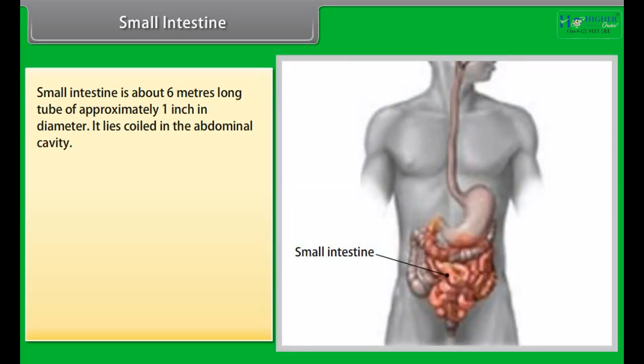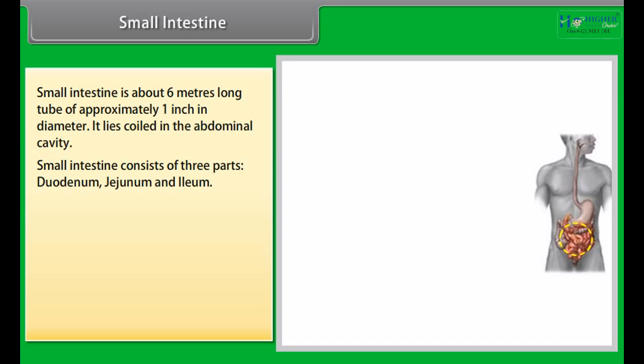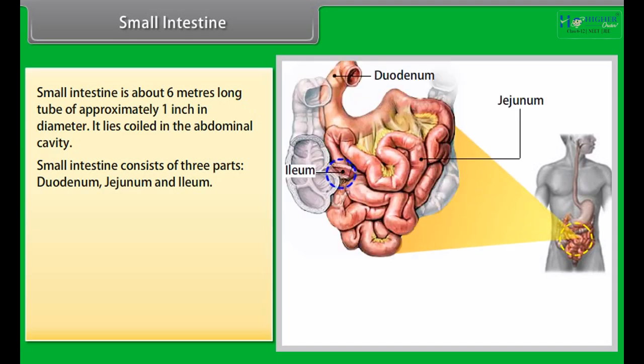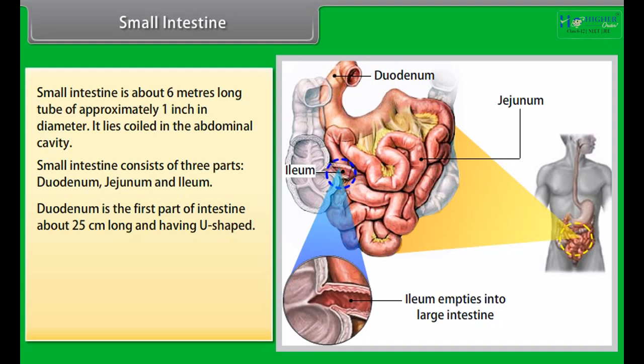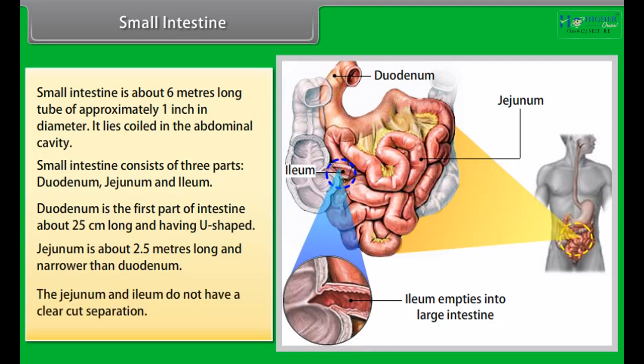Small intestine. The small intestine is about 6 meters long, a tube of approximately 1 inch in diameter. It lies coiled in the abdominal cavity. The small intestine consists of 3 parts: duodenum, jejunum and ileum. Duodenum is the first part of the intestine, about 25 centimeters long and U-shaped. Jejunum is about 2.5 meters long and narrower than the duodenum. The jejunum and ileum do not have a clear-cut separation.